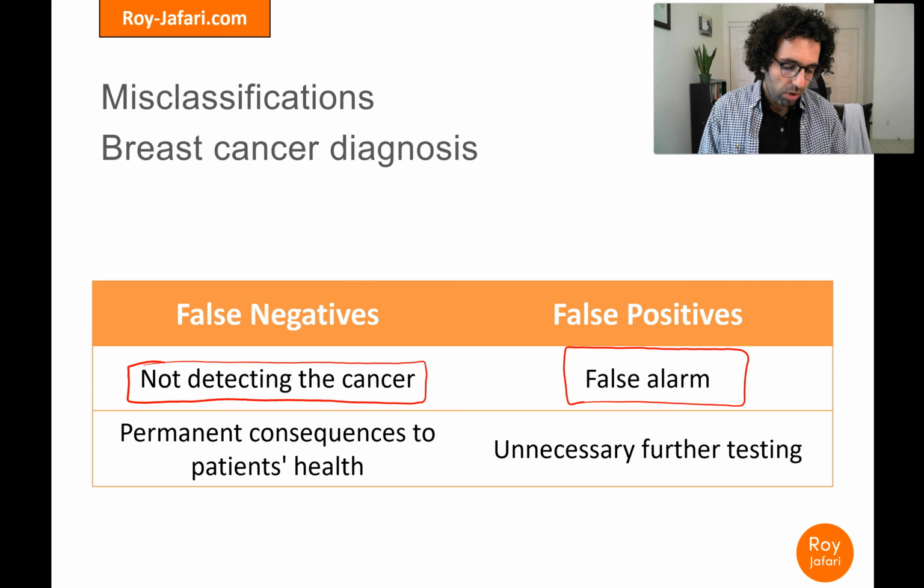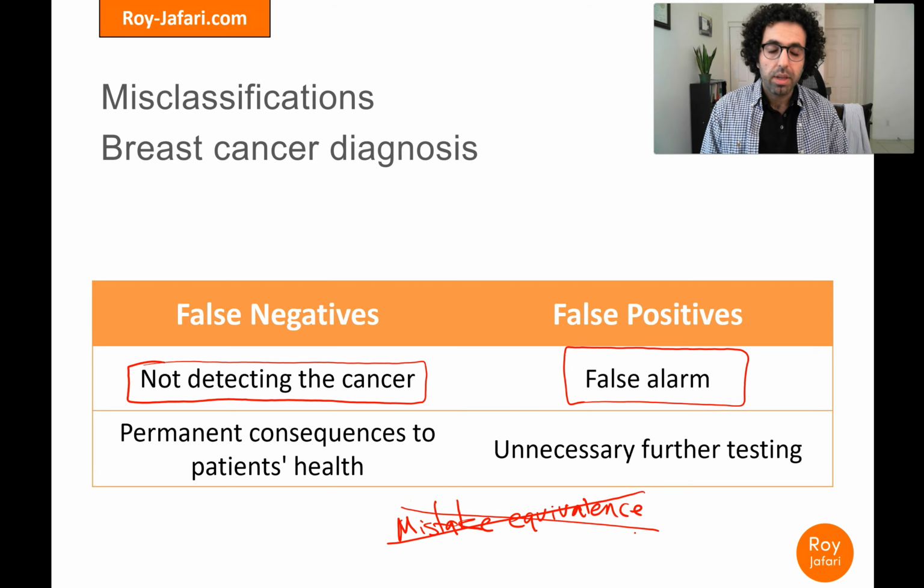While a false alarm might just lead to an unnecessary test, a false negative may lead to consequences such as a patient's death. So you can see that the mistake equivalence assumption behind accuracy, error rate, and the number of misclassifications does not hold here. You're obviously seeing that false negatives are far more consequential than false positives.